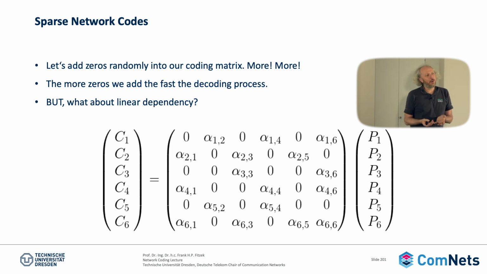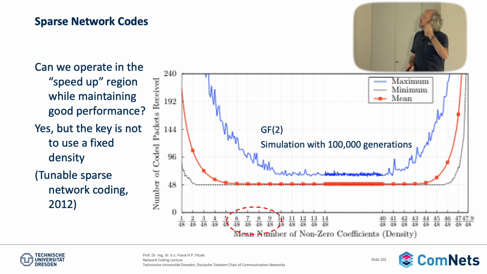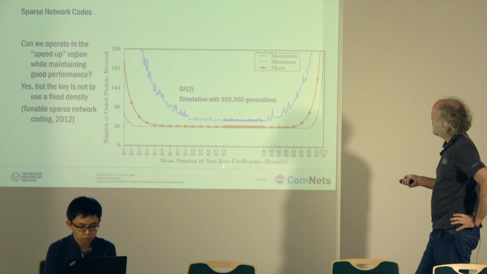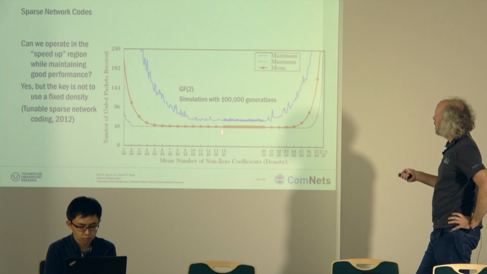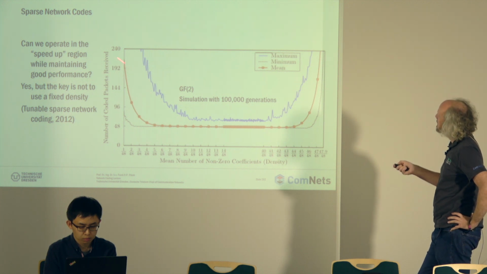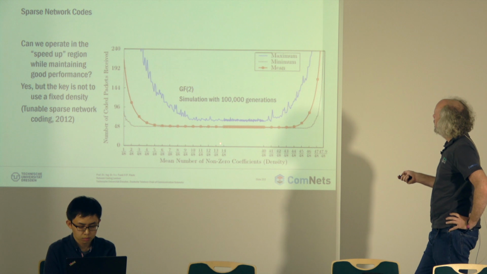how many zeros we would like to put in, and what is this? We would like to reduce the complexity, but we don't want to risk the other one. Of course, there's a trade-off. And here there were some results, and this was for the binary field. In the binary field, you're somewhere in the middle, right? The number of coded packets received to decode, right?